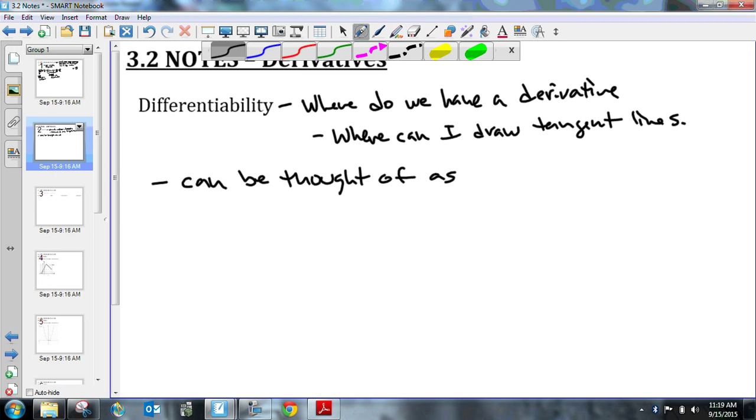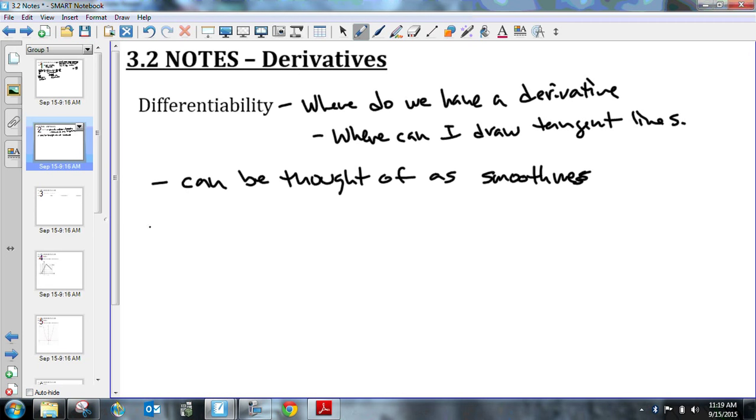Okay, so it can be thought of as smoothness. Another way we can say it, I like to think of it as, it involves continuity. Okay, so let's talk about that. These are kind of related, continuity.